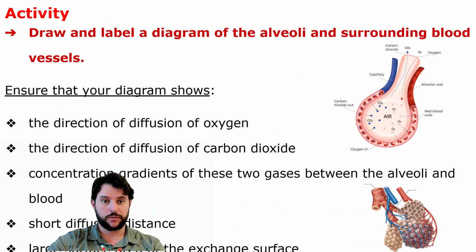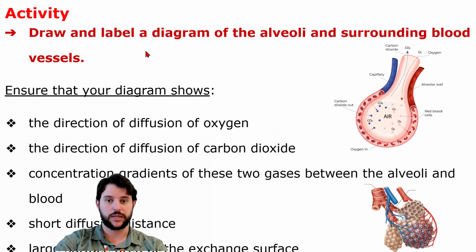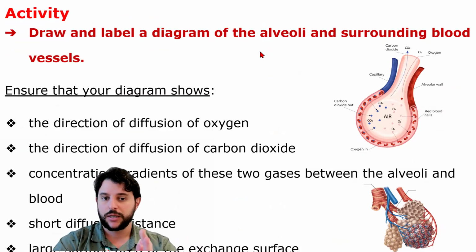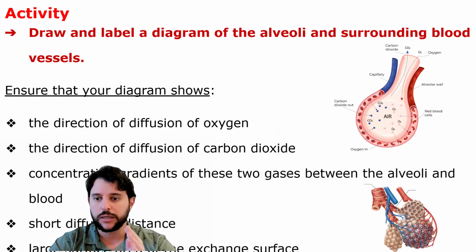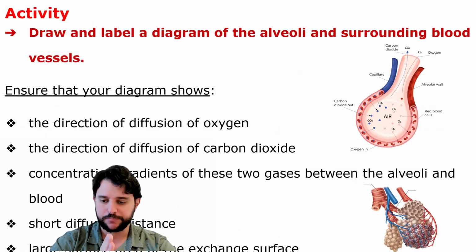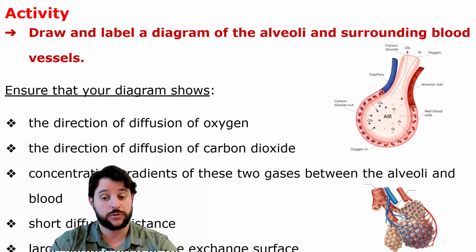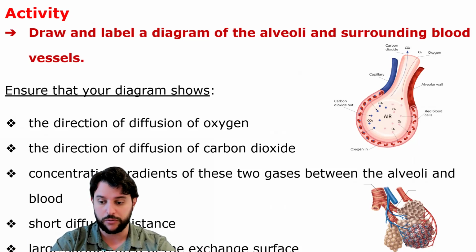One interesting activity that we can do is to draw a labeled diagram of the alveoli and surrounding blood vessels. This is possibly covered. It is very possible to be covered in paper 2 examinations, standard level or higher level. So be able to label these structures or draw these structures, create these diagrams. It's going to help you on paper 2s.